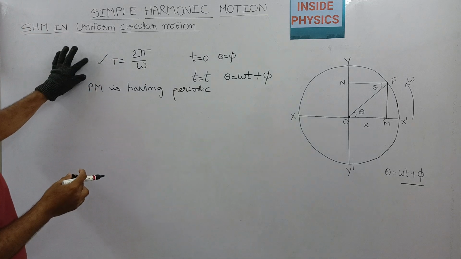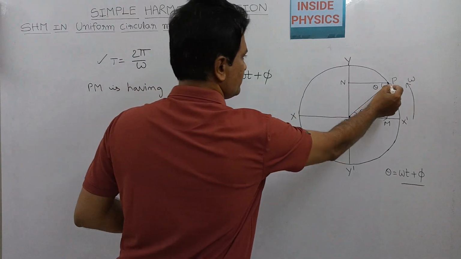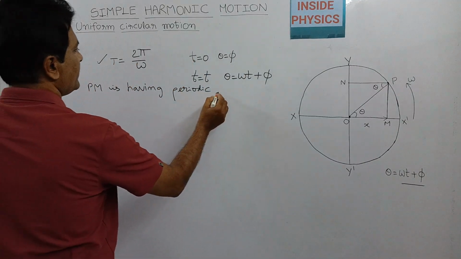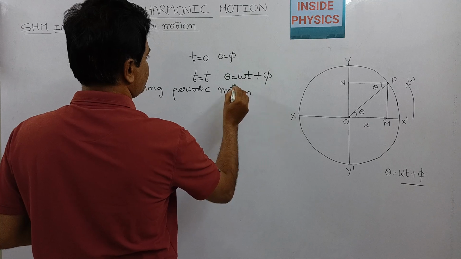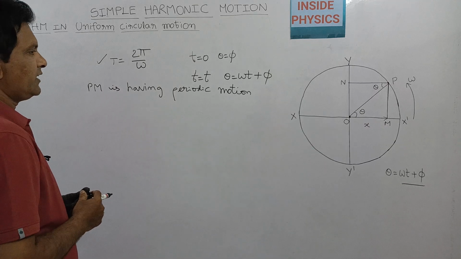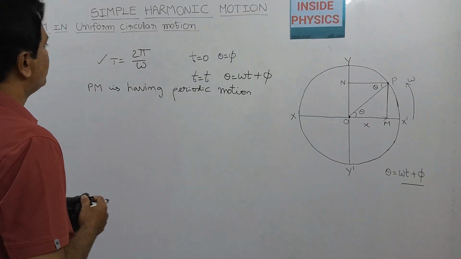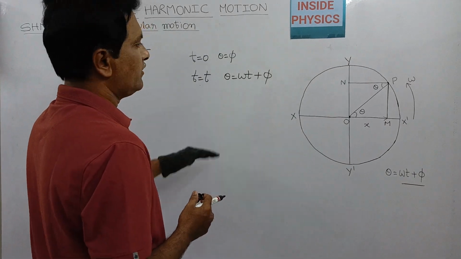So the time period of one oscillation is this one. So projection Pm is having periodic motion, right? So the first condition is satisfied for SHM. The next one, acceleration. How is the acceleration considered for this projection?